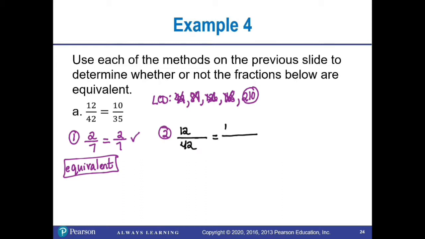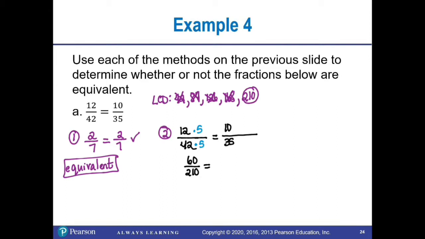I want to rewrite each of my fractions using that LCD. 42 times 5 makes 210 for the LCD. By the fundamental law of fractions, if I multiply the denominator by 5, I also have to multiply the numerator by 5. 12 times 5 is 60, and 42 times 5 is 210.